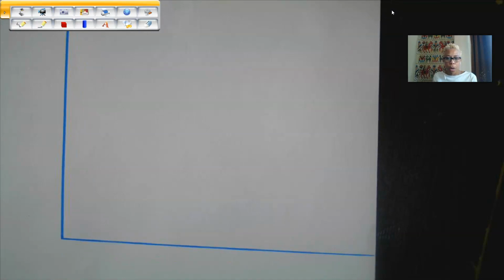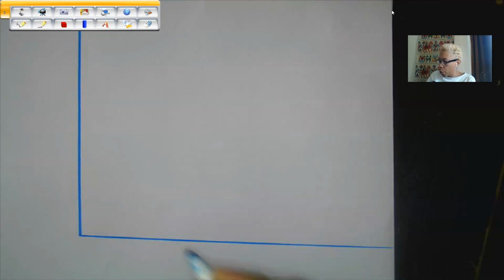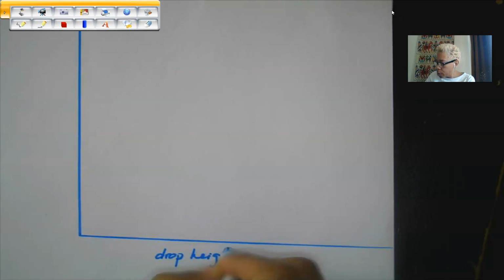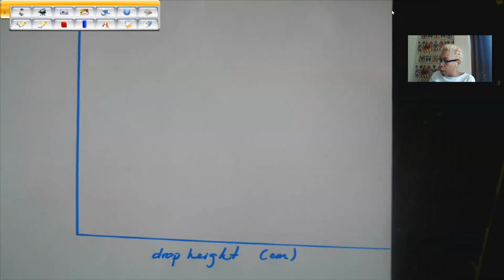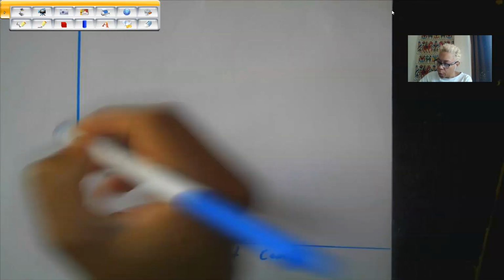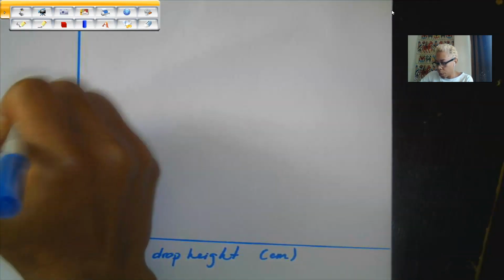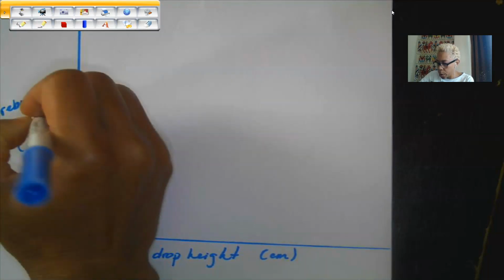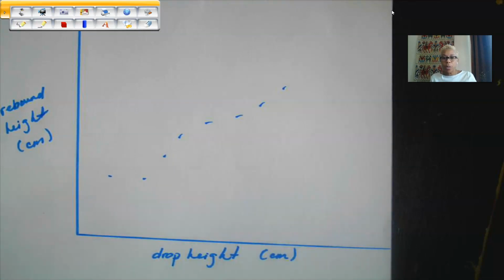So I've gone ahead and drawn a graph here, which means you are controlling the drop height. So your drop height is going to go on the x-axis. And the unit is centimeters. Please, if you are using a device that uses imperial values, feet, inches, you have to convert to metric. And the dependent variable is your rebound height, which goes on your y-axis. Again, the unit is centimeters. And hopefully you'll get something like this, which is going to yield a scatter plot.